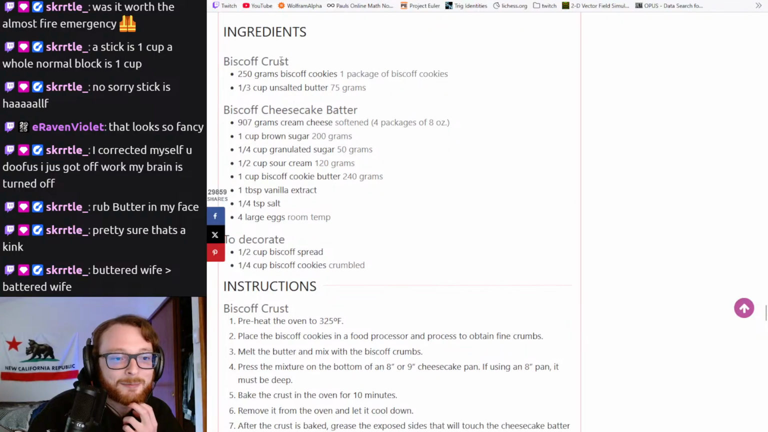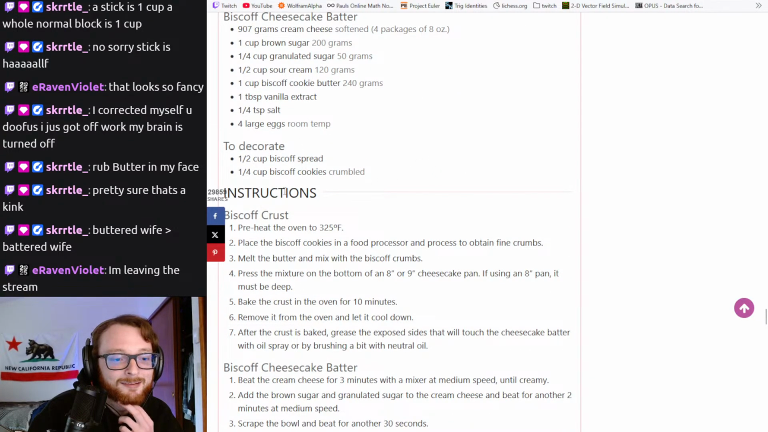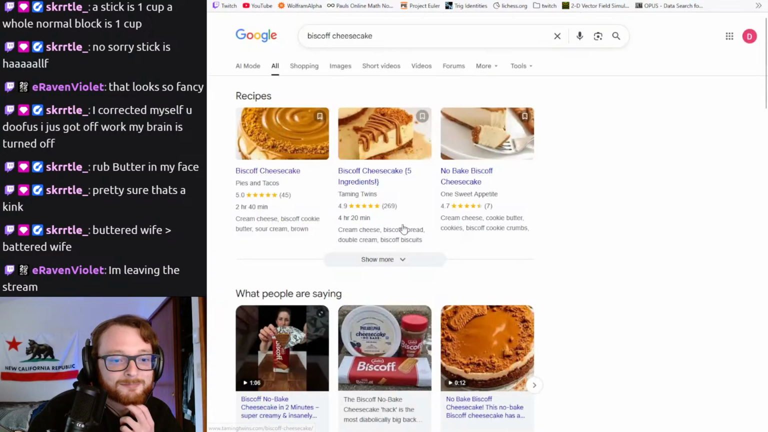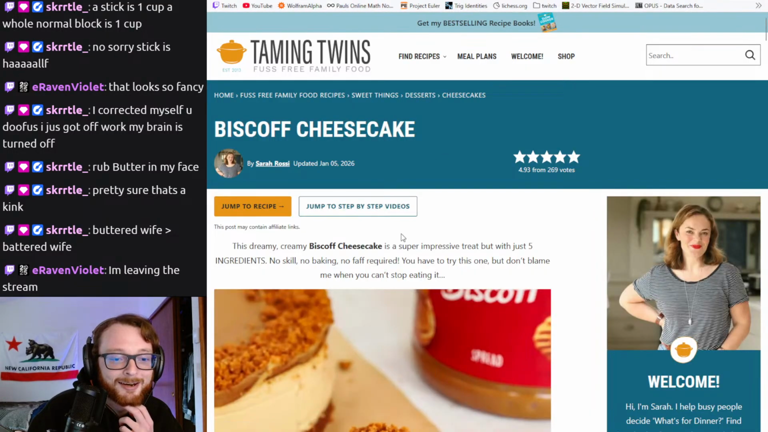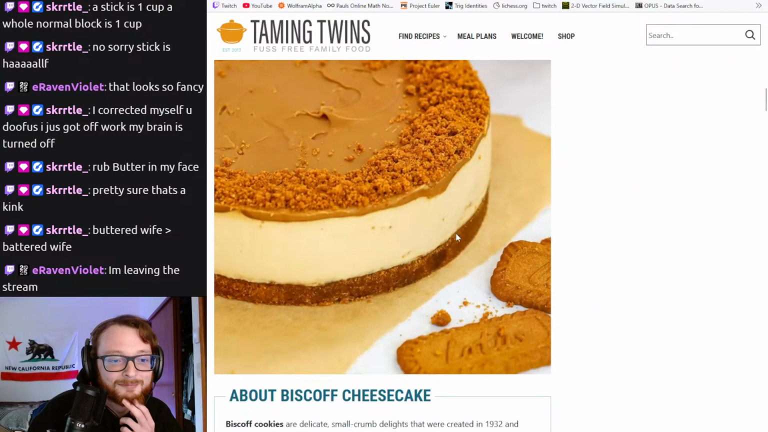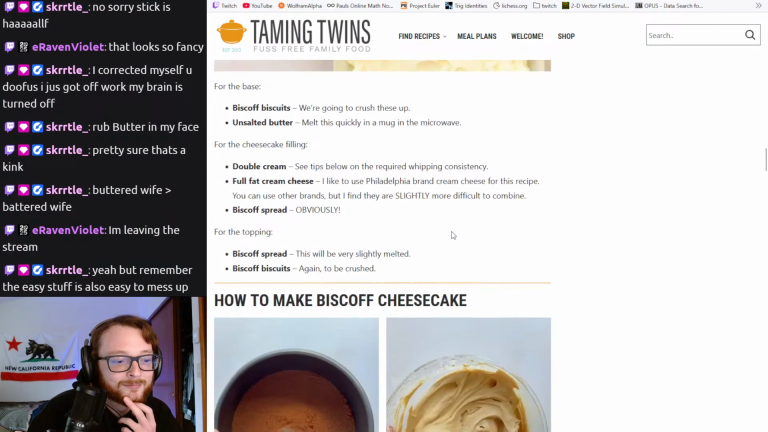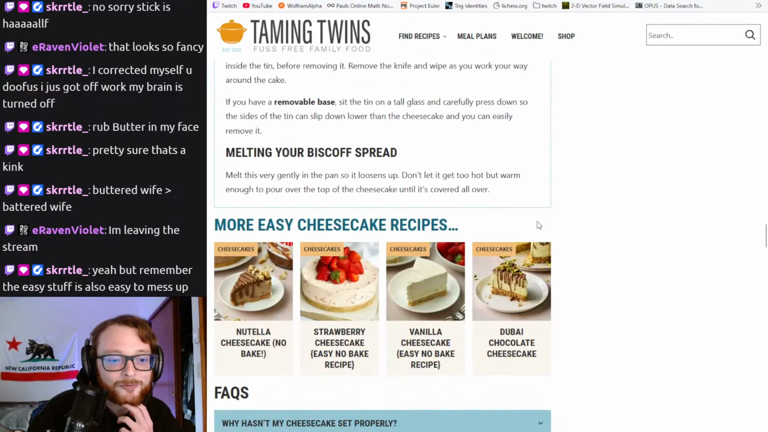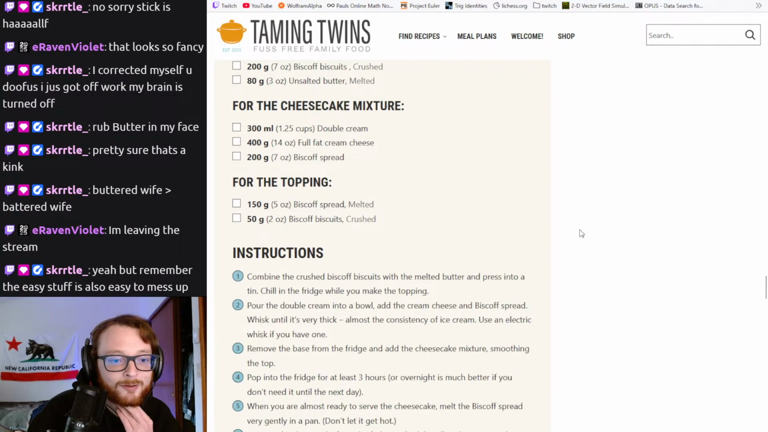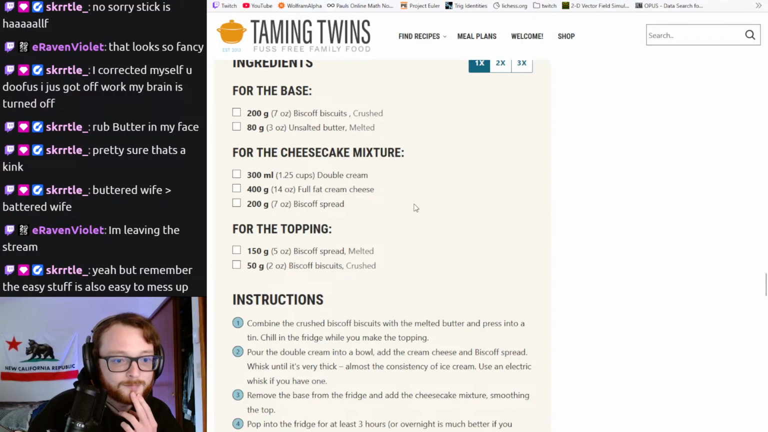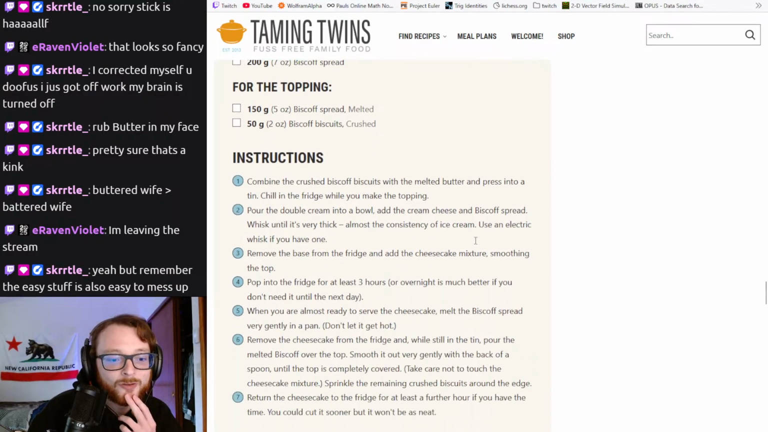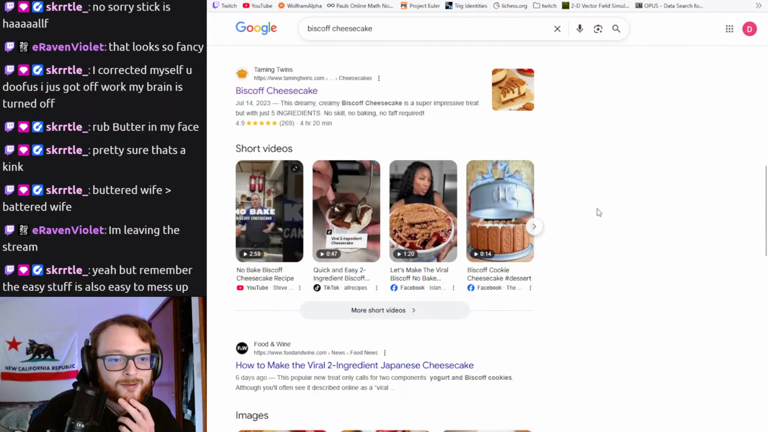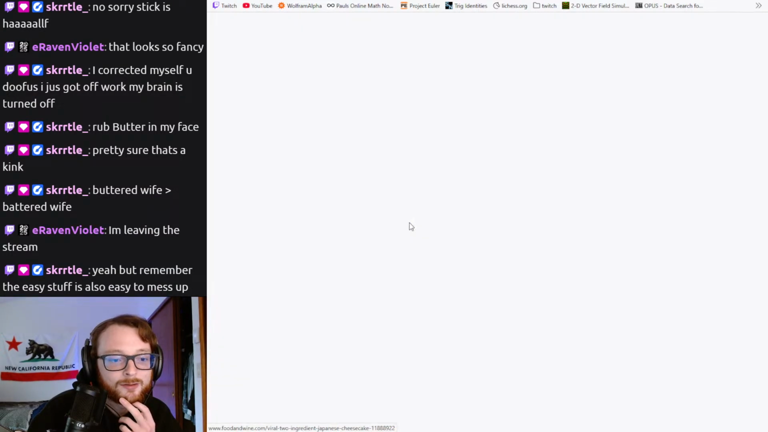I mean, this sauce is just melting cookie butter. I could do that in a pan, I guess. Sorry, Raven. Stuff is also easy to mess up. I mean, the sauce doesn't seem easy to mess up, but cheesecakes themselves can get messed up for sure. Oh, is this a no-bake cheesecake? It is. No-bake cheesecakes are the worst. 2-ingredient Japanese cheesecake.